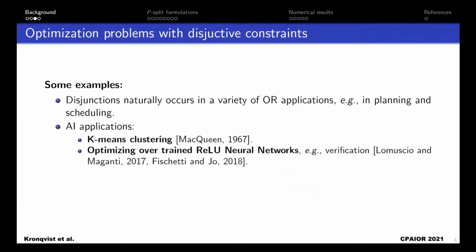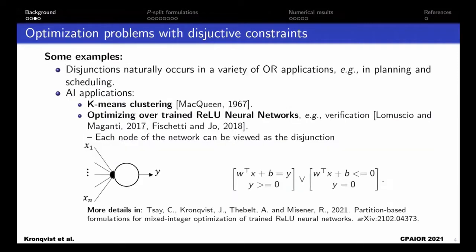And we are also faced with disjunctions if we are trying to optimize over trained ReLU neural networks, for example, to perform robust verification. And here each node of the network can be viewed as a disjunction, that the node is either active or inactive. If the node is active, then the output should be given by a linear function of the inputs, which is greater than or equal to 0. And if the node is inactive, then the linear function is less than or equal to 0, and our output is 0. More details for modeling the disjunctions in neural networks are given in the following paper.